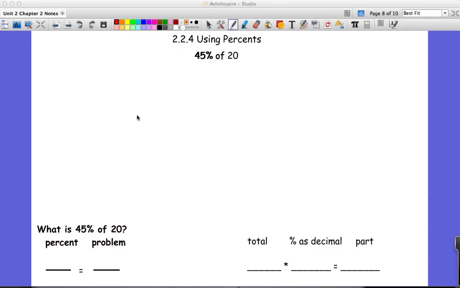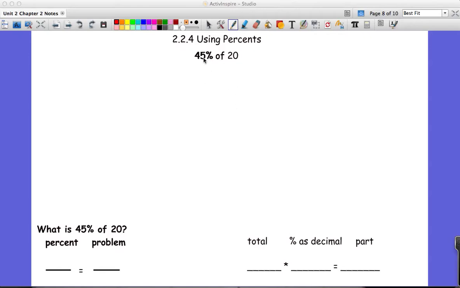Welcome to lesson 224, using percents. So today we're going to talk about why we've been converting percents and what we've been doing with all of them and how we can actually use them. So instead of diving right into the word problems, I want you to understand how to actually solve the problems.